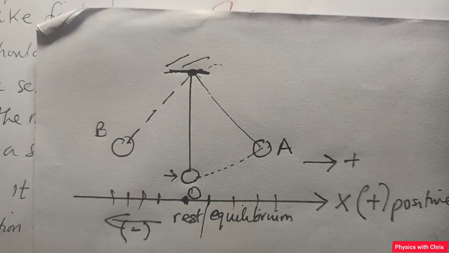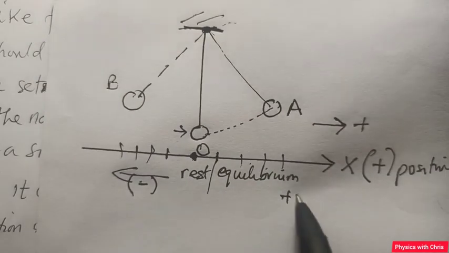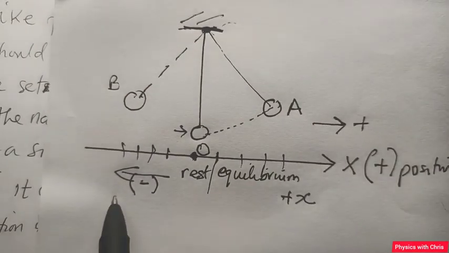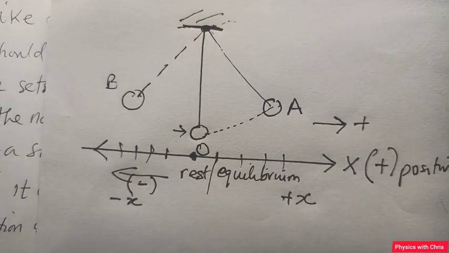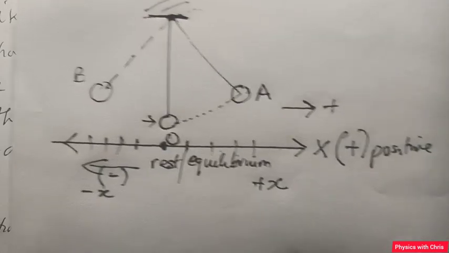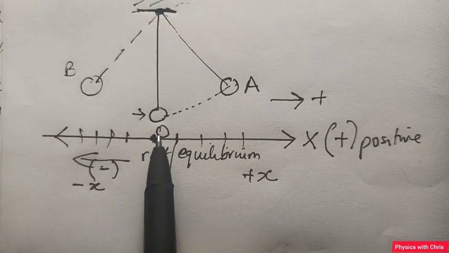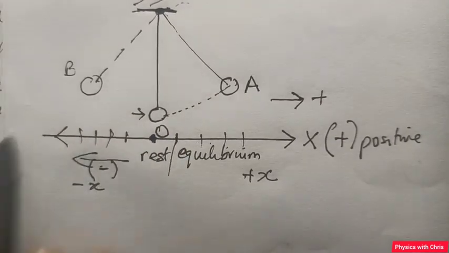Of course, we need to find a way of representing our direction mathematically using the arithmetic signs, plus and minus. So whenever the quantity is directed towards the right, we'll give it a positive sign, and when it goes to the left, we'll give it the negative sign. So I can have positive displacement, plus x, and negative displacement, minus x. Displacement is measured starting from the mean, that's the reference, the center of oscillation, this way or this way.